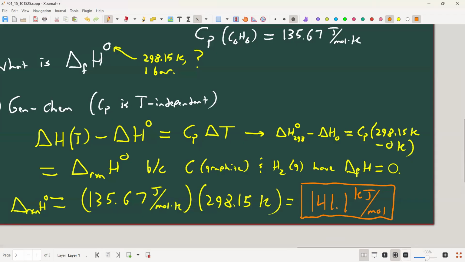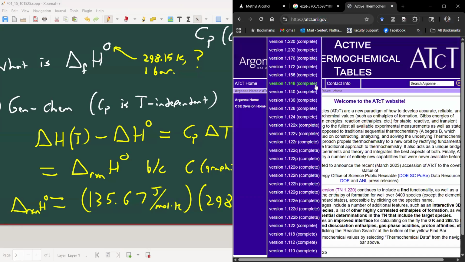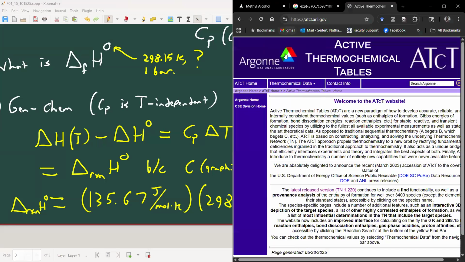Right. So let's go ahead and pull up ATCT. And my claim is that 141.1 kilojoules per mole is what we're going to read off for the enthalpy of formation at room temperature, if we've done our math right.